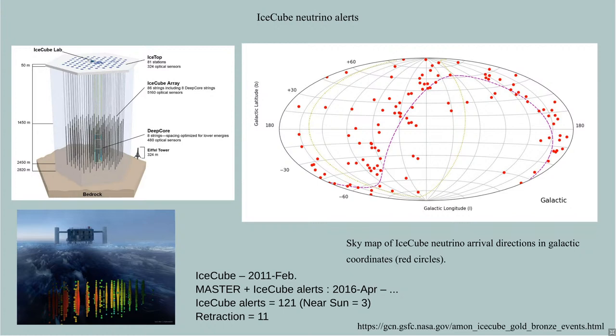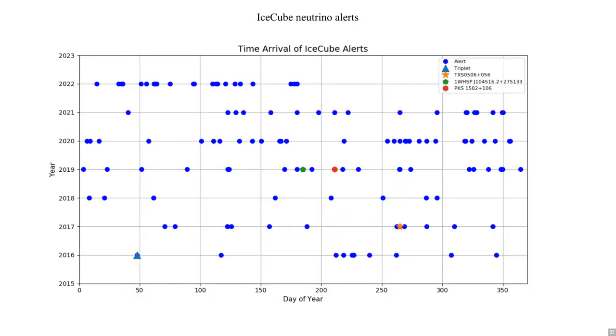In the IceCube experiment, the magnitude of the astrophysical neutrino flux was determined and the required level of sensitivity was understood. MASTER has been inspecting IceCube neutrino alerts since April 2016. There are currently 121 events, and in addition to these there are 11 events in retraction. Shown here are the arrival directions of IceCube neutrino events since April 2016. Here the times of registration of neutrino alerts from 2016 to the present are presented by blue dots.